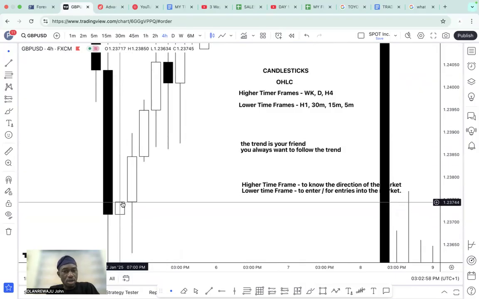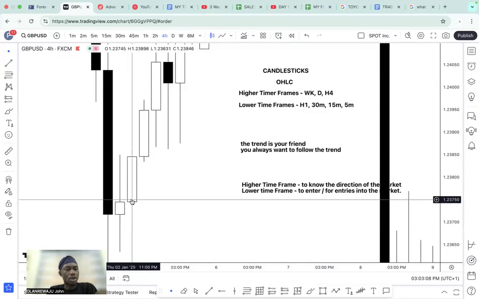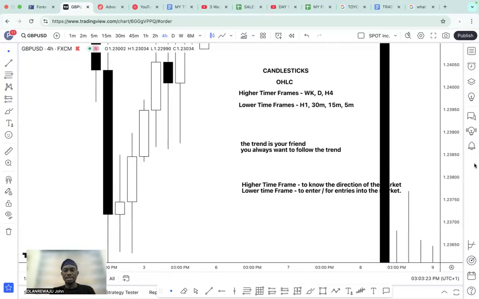And you can see that this one closed at 1.23745. Be checking the parameters up. When it closed there, what happened to the next one? The next one also opened on that same level. So what I just want you to take note of is that the closing price of every previous candle is the open price of the next or present candle. I hope that is making sense.